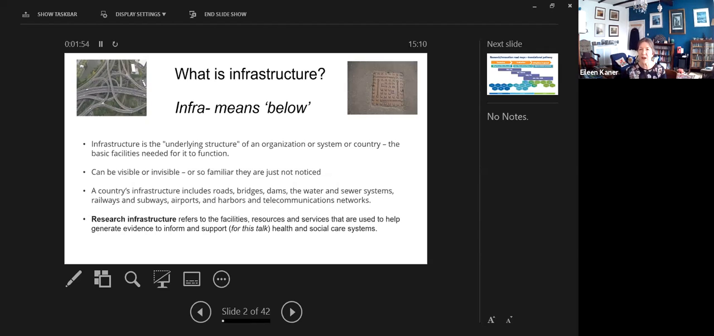No. So sometimes it looks complicated, sometimes it looks invisible, but essentially it's a necessary thing that you need just to make things run.